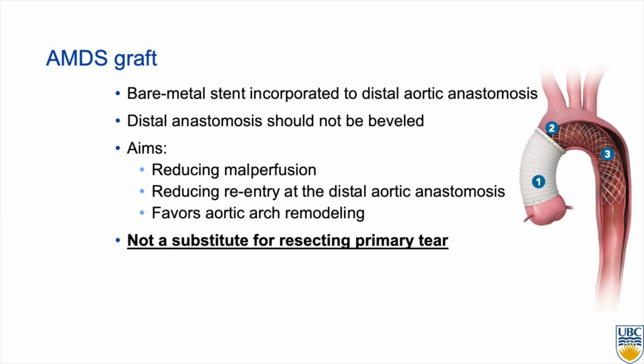More recently, a new graft, the AMDS graft, has been made available to surgeons in Canada. This graft is a bare metal stent that the surgeon must incorporate to the distal aortic anastomosis. The aim of this graft is to reduce malperfusion, reduce reentry at the distal aortic anastomosis, and to potentially induce a favorable aortic arch remodeling. The distal anastomosis should not be beveled, as the cuff on this graft is circular and not beveled. One must keep in mind that using this graft is not a substitute for resecting the primary entry tear.